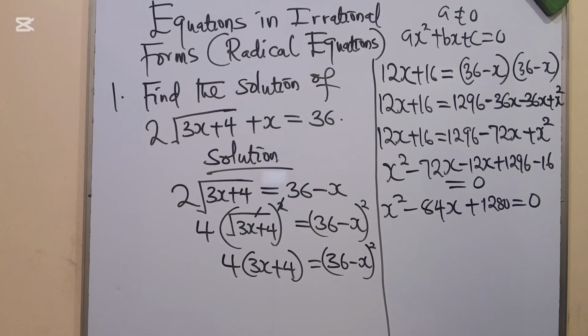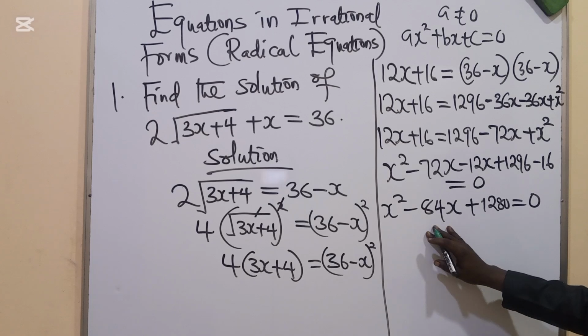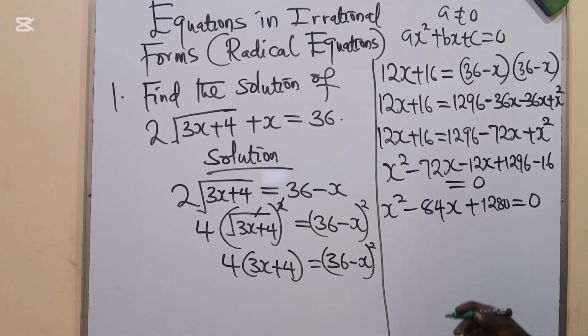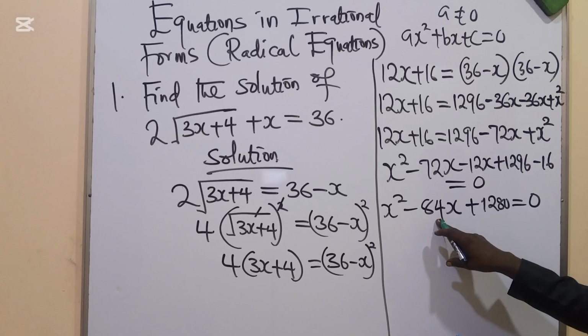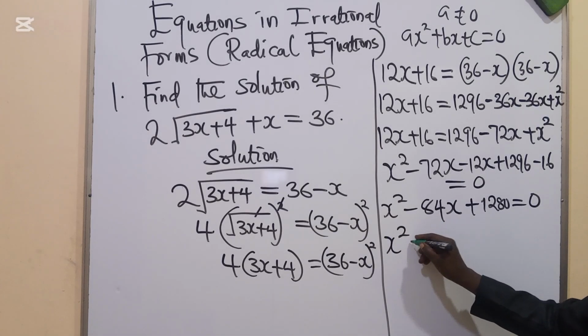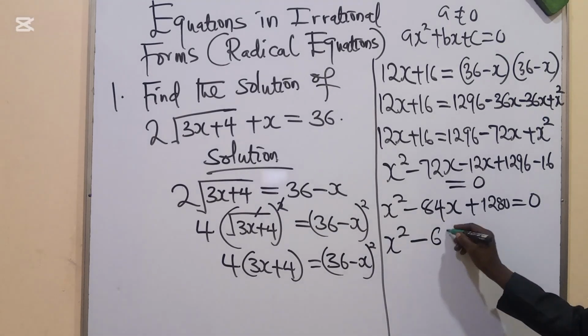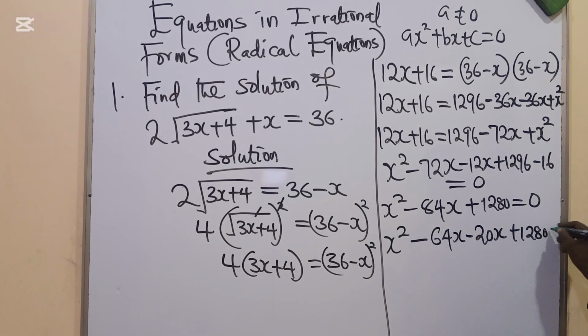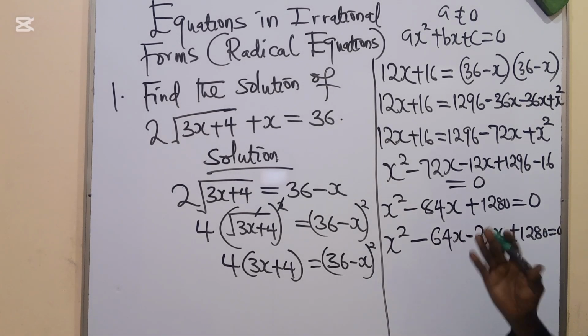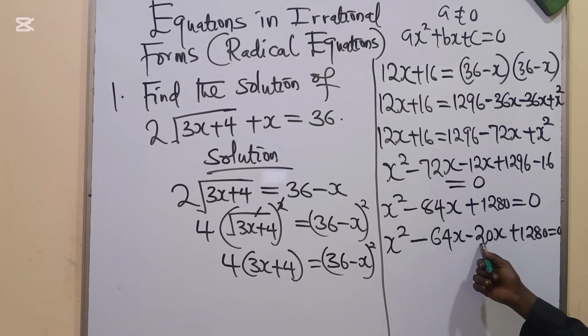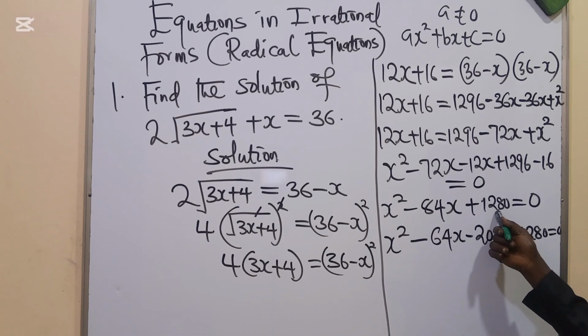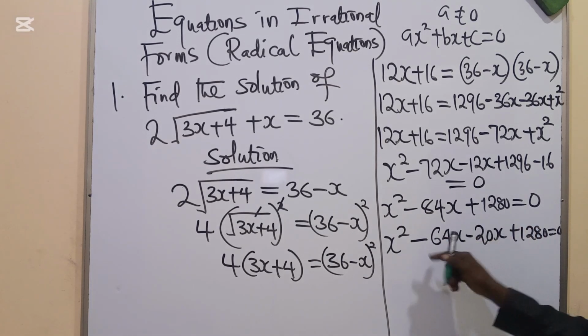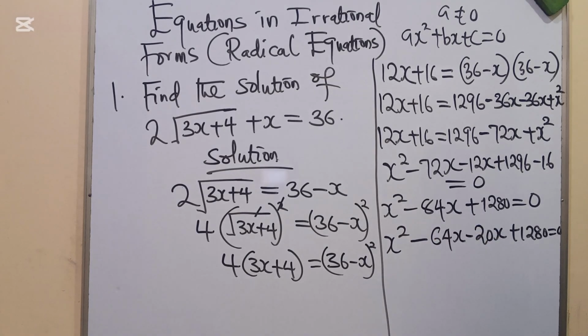Very important. The next thing to do here is to factorize. This is factorizable. Can we factorize this? Yes. The two factors will be, let's check, 64 times 20. Yes, 64 times 20, because 64 plus 20 is 84. So this will be x squared minus 64x minus 20x plus 1280 equals 0. The two factors are 64 and 20. When you multiply 64 by 20, you get 1280. When you add minus 64 and minus 20, you get minus 84.